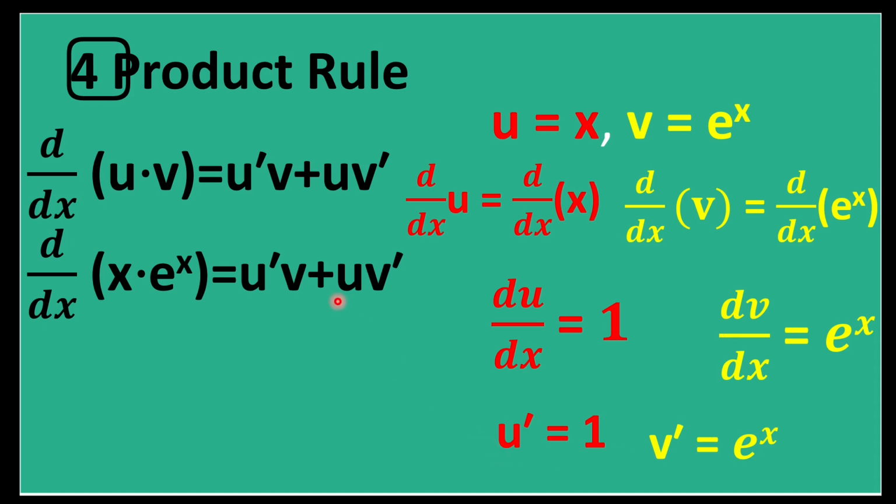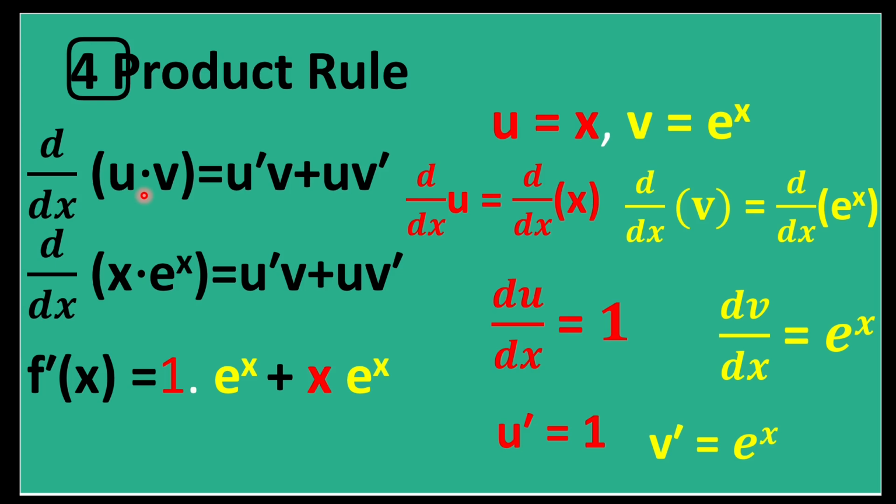So now we have all the four values. We have u, we have v, and we have u prime, and we have v prime. So now we will put these values. We have u prime equal to 1, and v equal to e^x, and plus we have u equal to x, and v prime equal to e power x. So this is our answer.